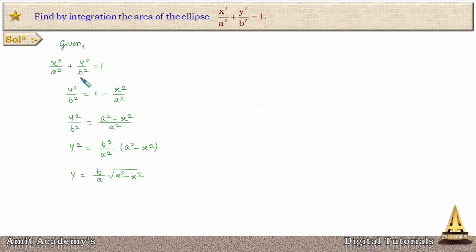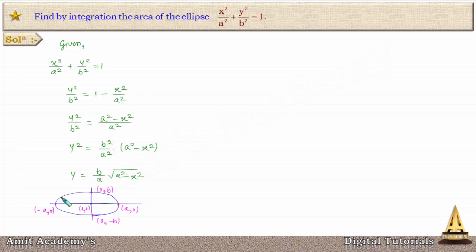Now student, this is the equation of a standard ellipse, and the standard ellipse looks like this. This is the standard ellipse whose center is at the origin. The coordinates of this point are a comma 0, of this point are minus a comma 0, of this point are 0 comma b, and of this point are 0 comma minus b. This axis is called the major axis, and this axis is called the minor axis.